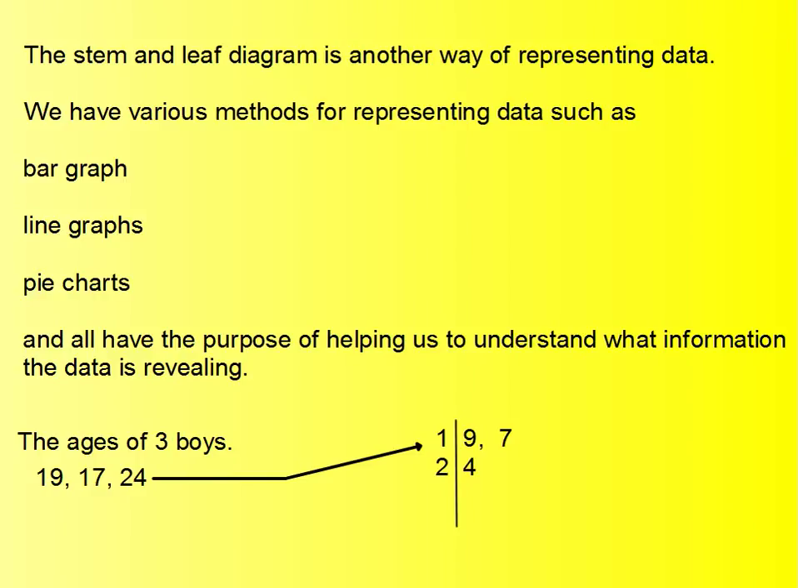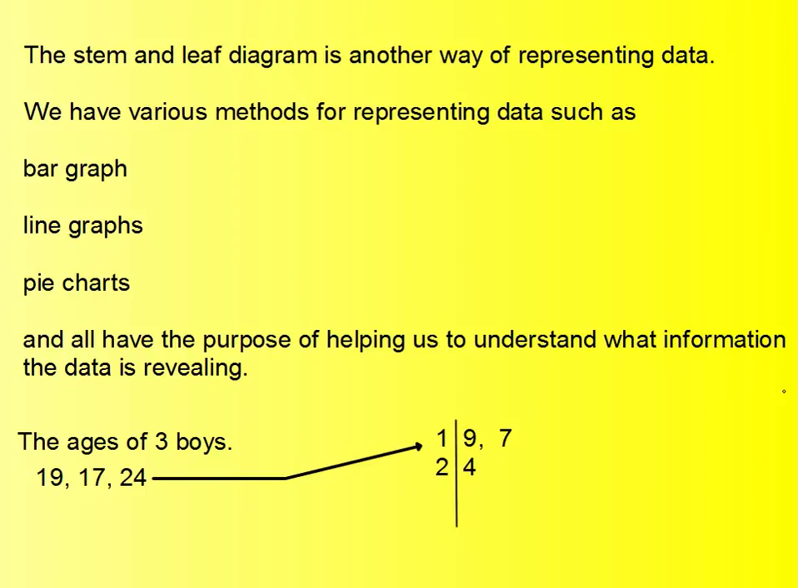Let's have a look at this example here. Here we are given the ages of 3 boys. One is 19, one is 17, and one is 24. Maybe we should call them young men. And we are representing it as a stem and leaf diagram.